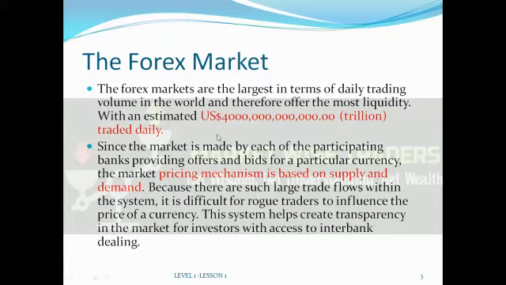But an interesting thing is that this market is not really controlled by anyone. It's not like if you're dealing in something like oil, and you've got the OPEC countries, and they decide we're raising the price of oil, then the price of oil goes up. With forex, it doesn't work that way. It's basically supply and demand.